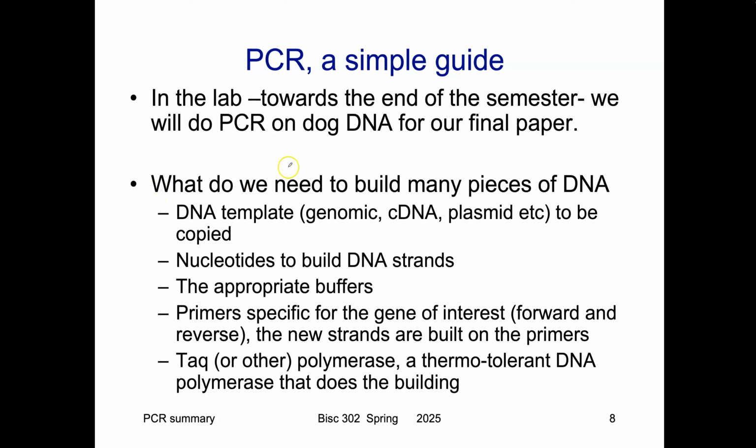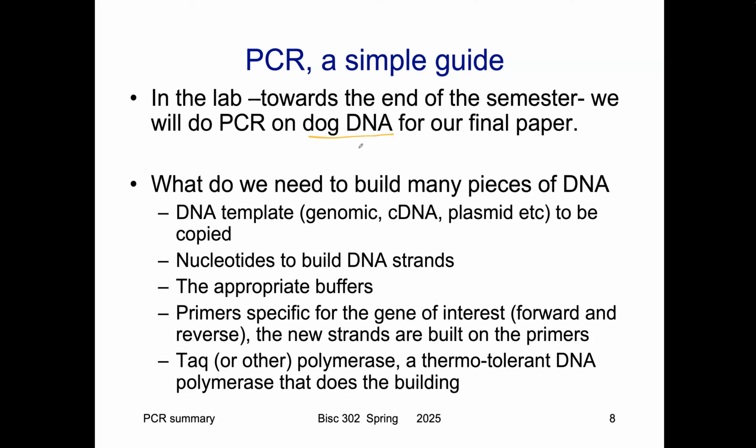So in the lab, towards the end of the semester, we're actually going to do PCR on dog DNA for a particular purpose, and we are going to be doing something kind of diagnostic, and you'll find out more about it, of course, when we get closer, because we're talking about the end of the semester. But you will actually be doing some PCR yourself.